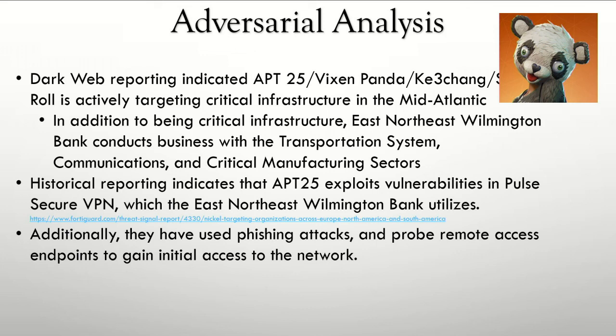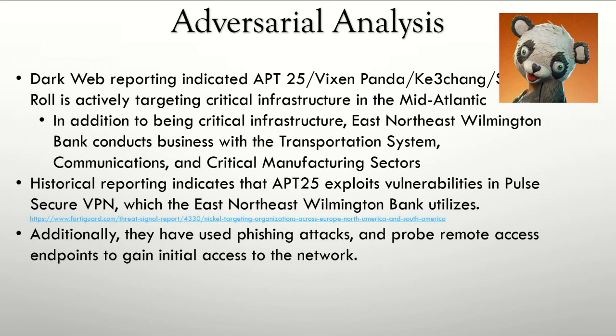So we learned on the dark web that they've been attacking critical infrastructure in the Mid-Atlantic, and knowing that financial institutions are considered that, as well as the dealings the East Northeast Wilmington Bank has with transportation systems, communication systems, and critical manufacturing sectors, we have a good idea that they're probably going to be targeted. And this is true, historical reporting indicates that they have been exploiting vulnerabilities in Pulse Secure VPN, which the bank utilizes.